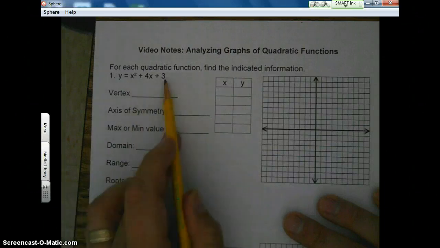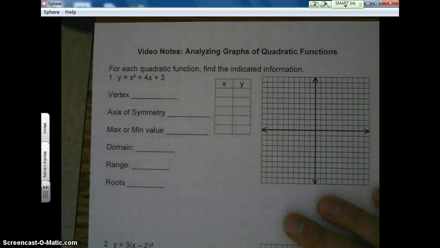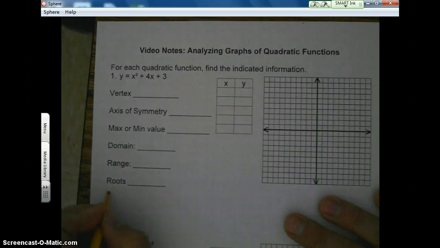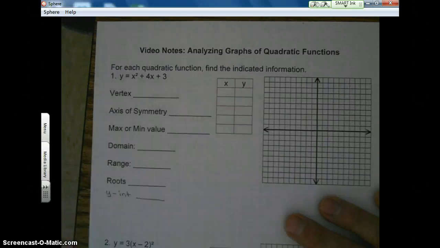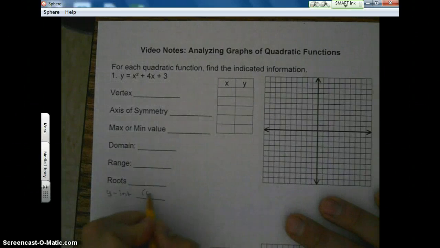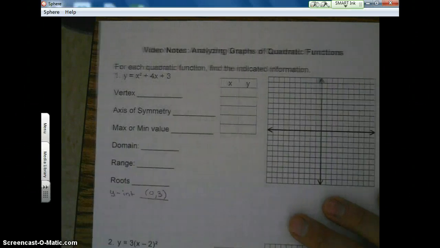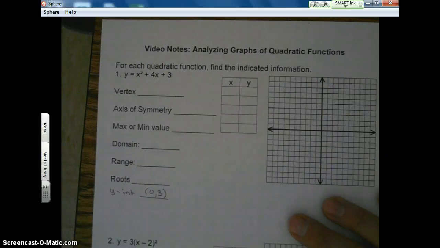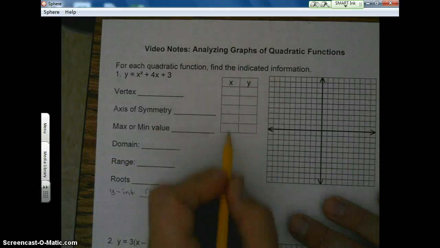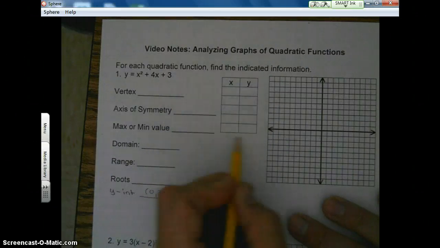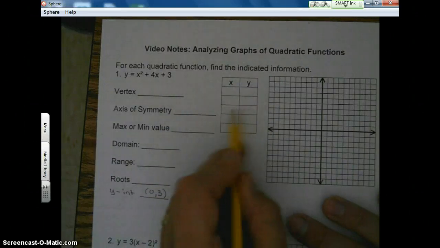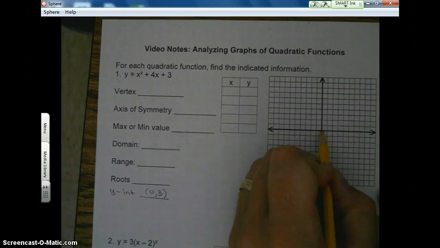the 3 represents the y-intercept. It doesn't even ask for the y-intercept. So I'm going to add something down here, the y-intercept, and that's going to be at 0, 3. I'm going to go ahead and put it over here. I think I'll wait, because I want to put my vertex in the middle. But I will go ahead and graph it. So 0, 3, going to go right here.